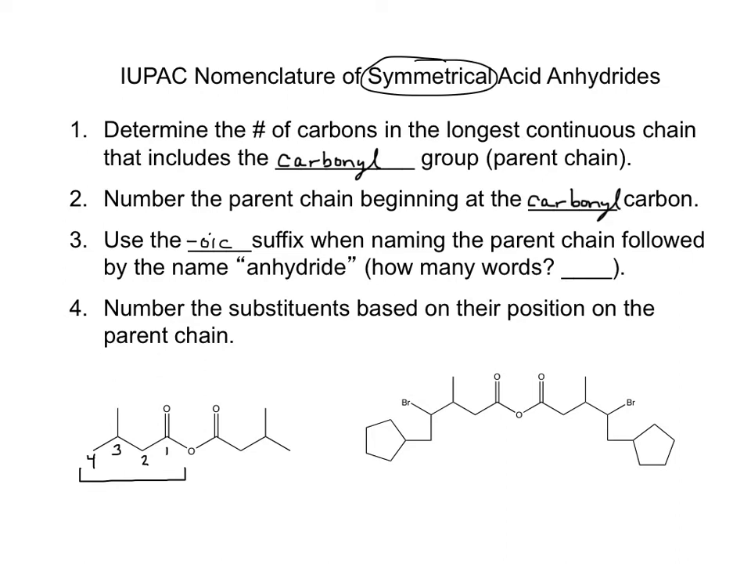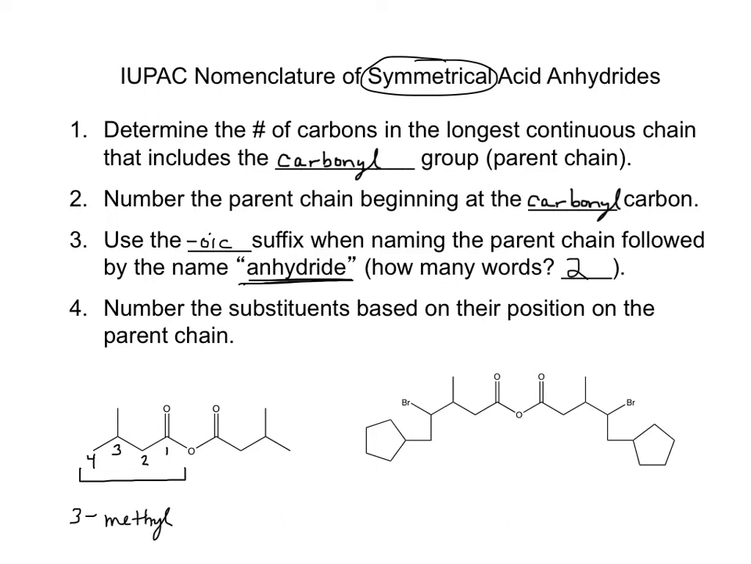We're going to keep the whole oic part, and we're going to add to the end of that the word anhydride. And it will be 2 words. So we're going to put a space there. And then, of course, substituents, they just go on like usual. So this one right here has a methyl at 3, so it will be 3-methyl.